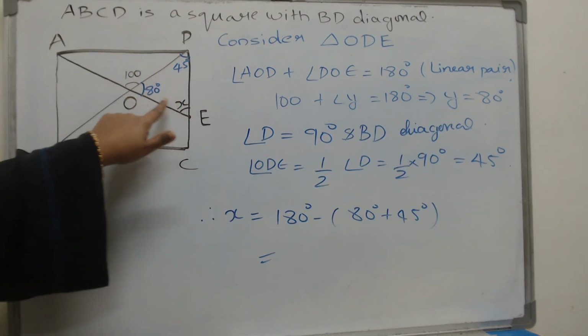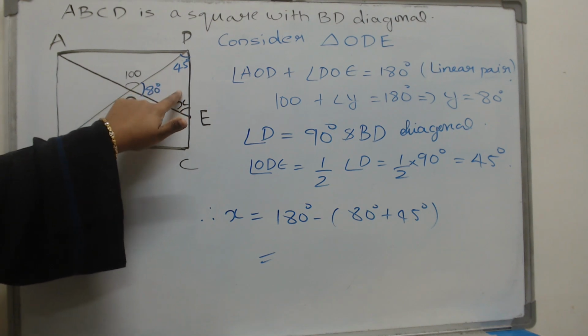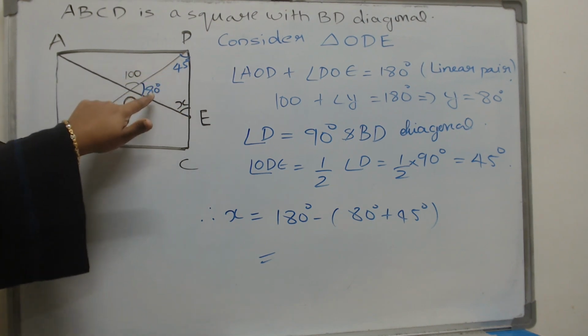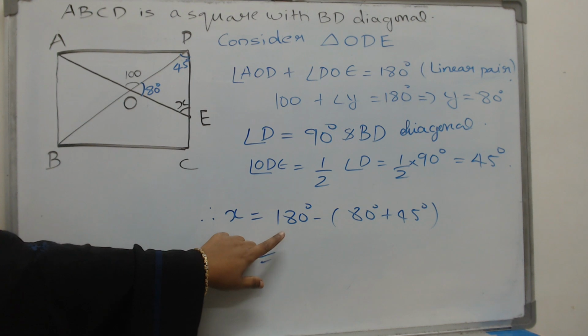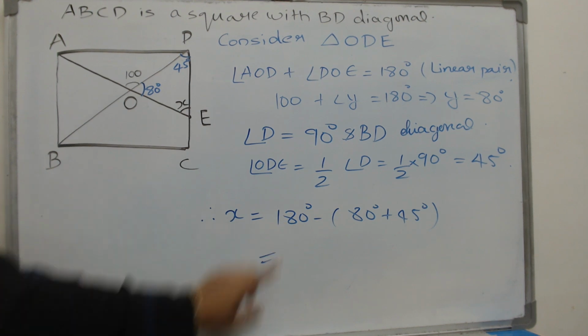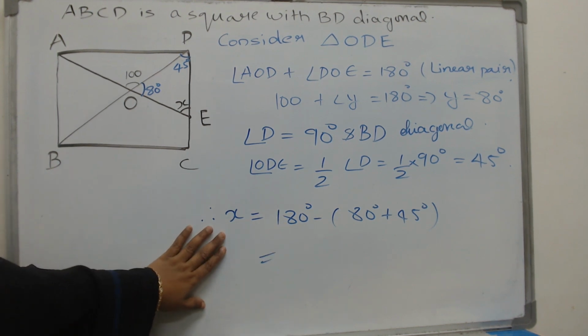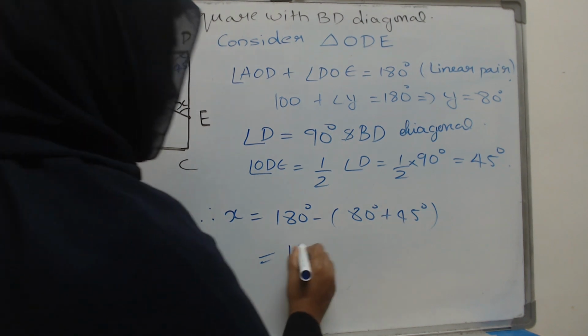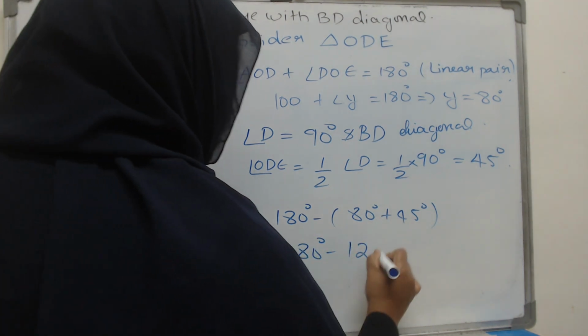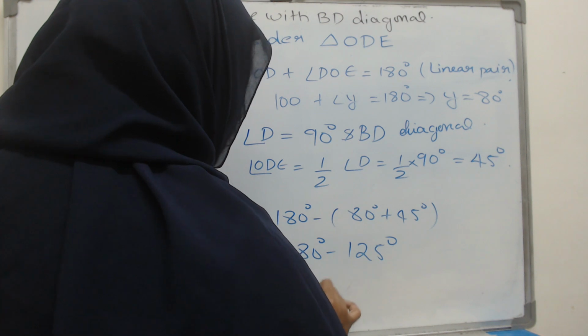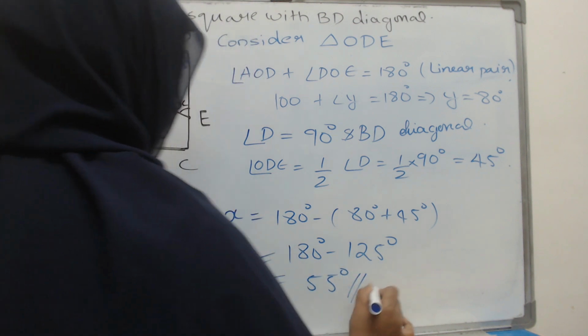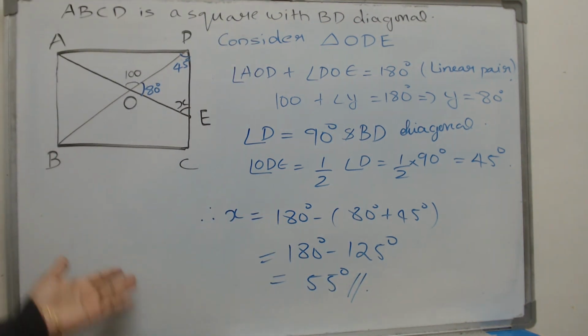So there in our triangle we have three angles. We have got two angles, and the sum of the angles of a triangle is 180 degrees, which means the last angle is what? It is 180 degrees minus 125 degrees, which is what? 55 degrees. Now this is the answer that we were looking for.